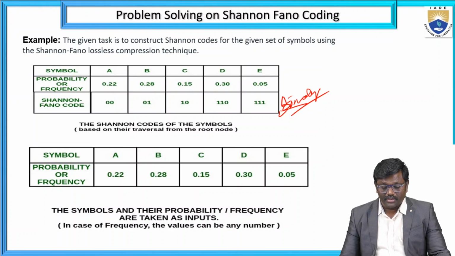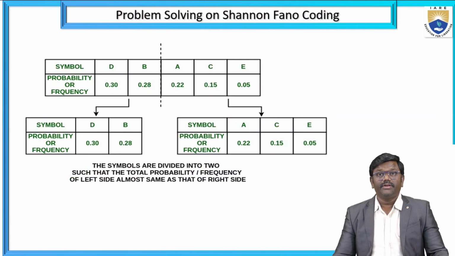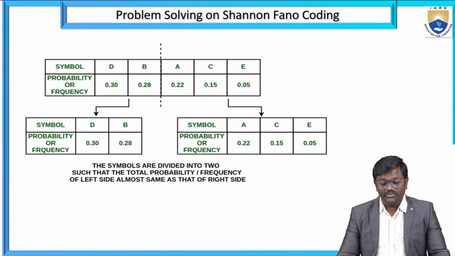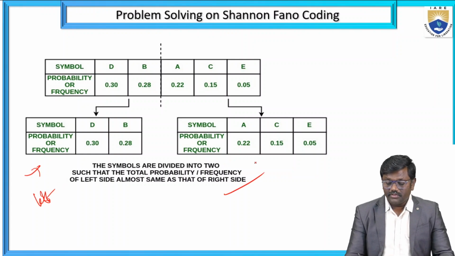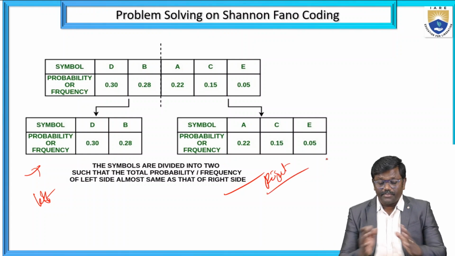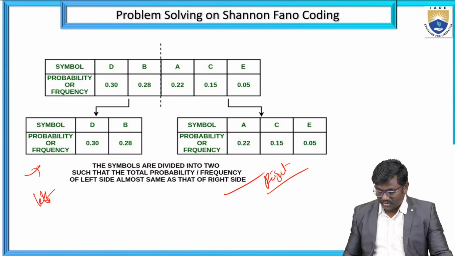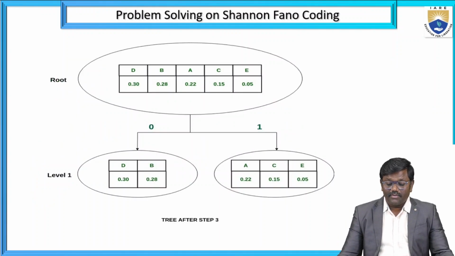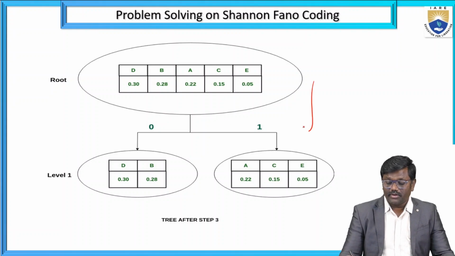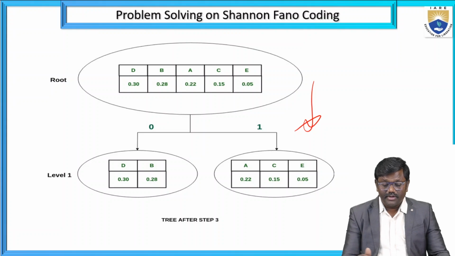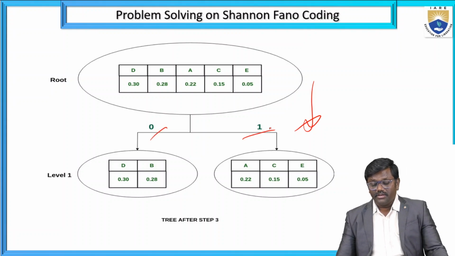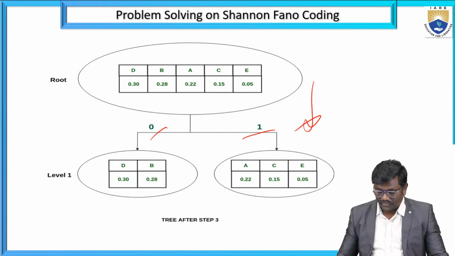The symbols and their probabilities or frequencies are taken as inputs. We divide the symbols into two groups such that the total probability or frequency of the left side is almost the same as that of the right side. This is left, and this is right. Once we compare, both are the same, which is what we can observe here. Similarly, level 1 and level 2 go on according to the given structure, with the symbols carried at each node. We divide based on 0 and 1, with the values of 0 and 1 based on the comparison of the binary values.